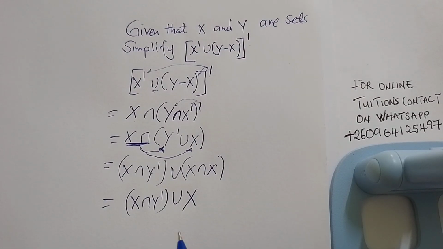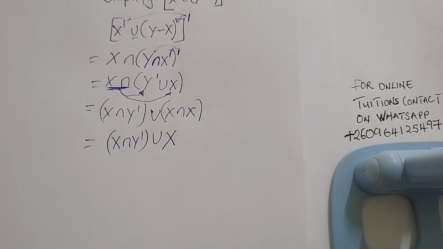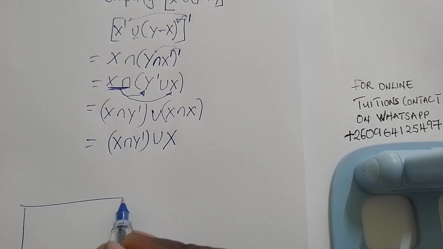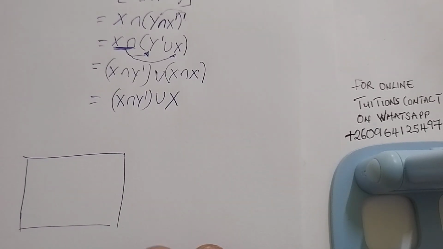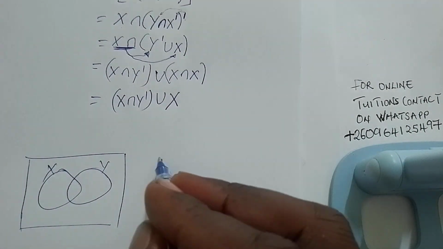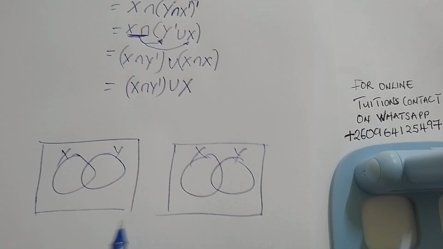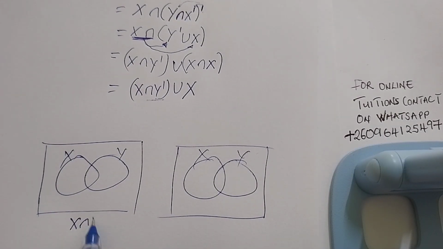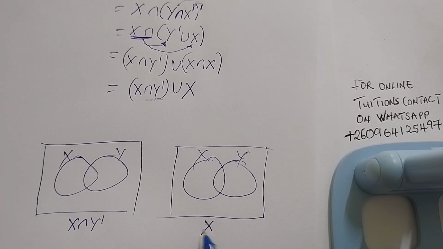Now, since we are simplifying, I'm going to give you a picture of what is happening here. Let's say we show this information in a Venn diagram. We're going to have two sets, set x and set y. I'm going to shade x intersection y complement, and in this diagram here, I'm just going to shade x.